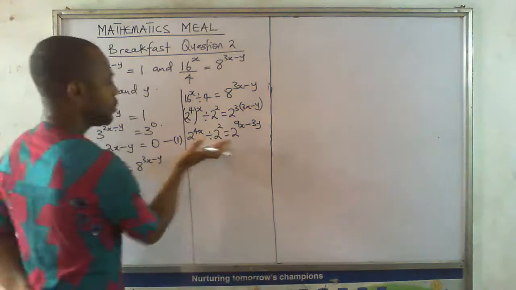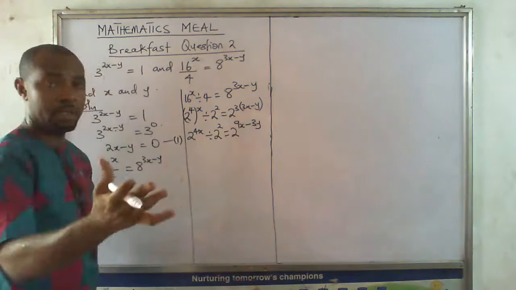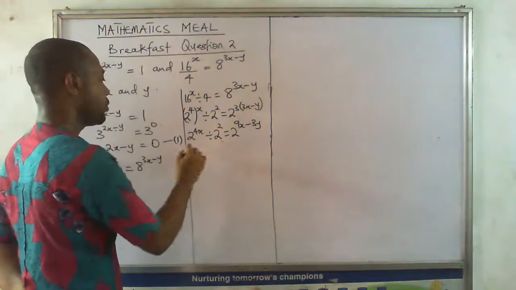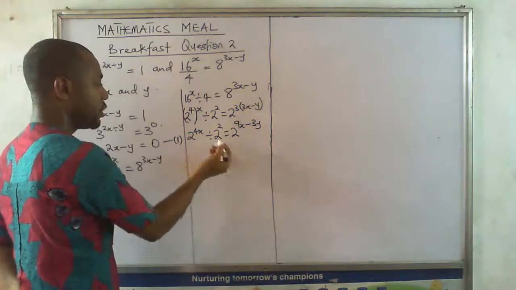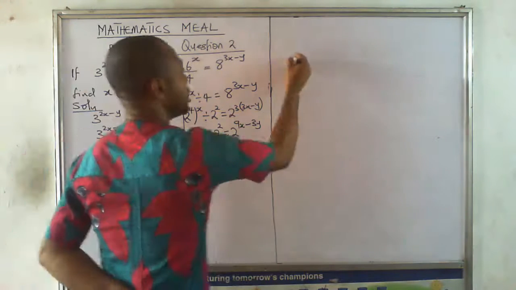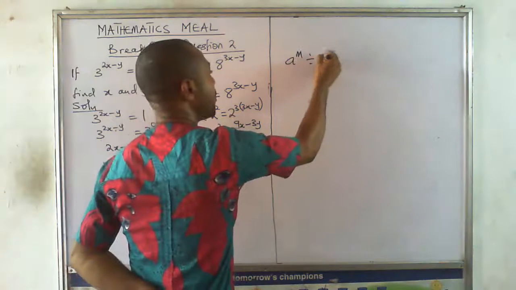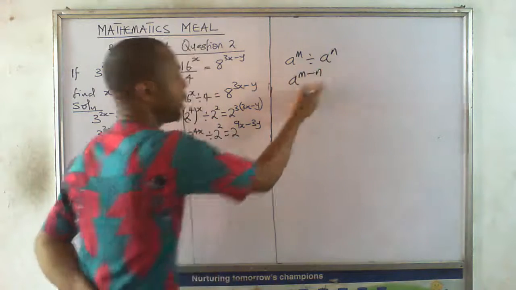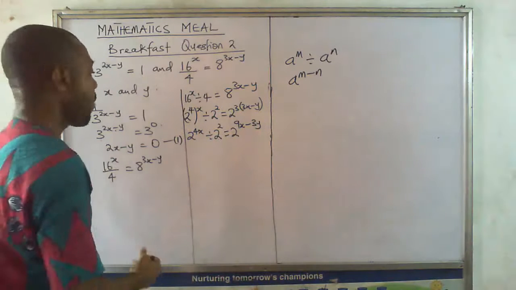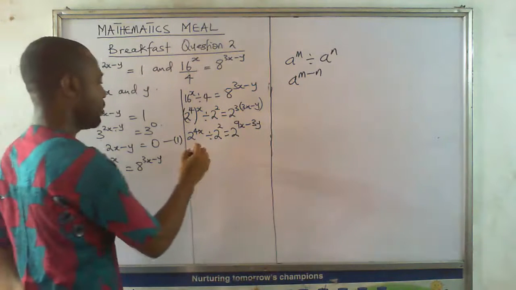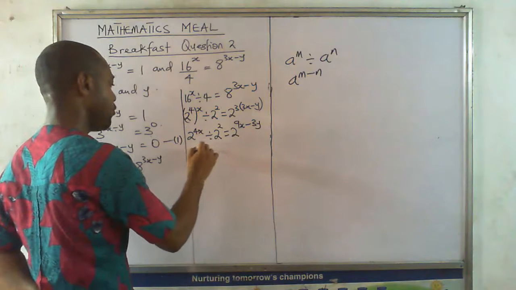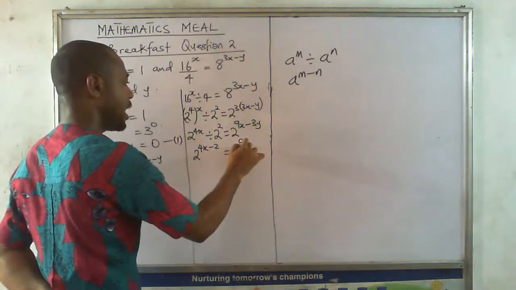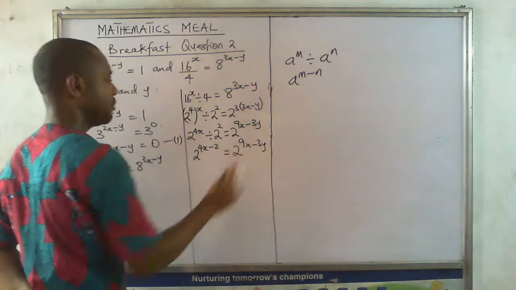So all we are trying to do is to express both sides in the same base if we want to solve this equation. So we have this. We are going to resolve this again using the second law of indices. A raised to the power m divided by a raised to the power n is a raised to the power m minus n. That's the second law of indices. Applying it here will give us 2 raised to the power 4x minus 2 is equal to 2 raised to the power 9x minus 3y.